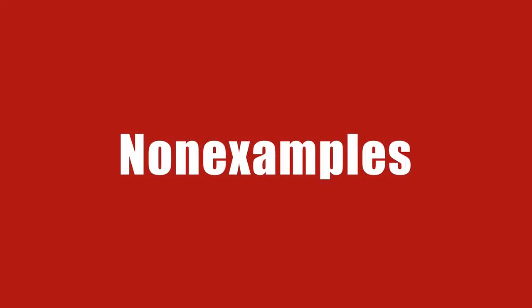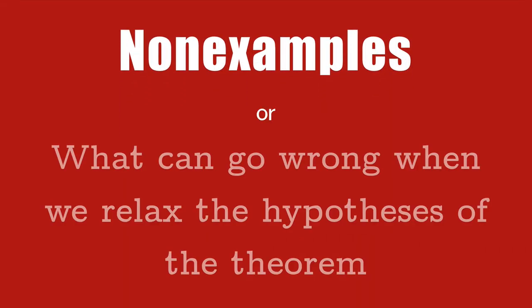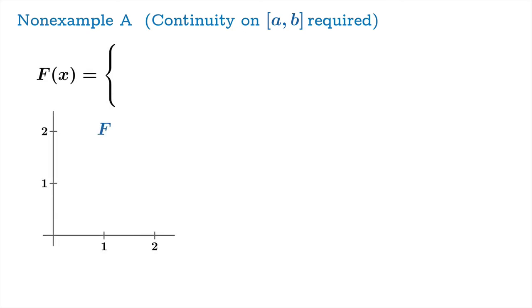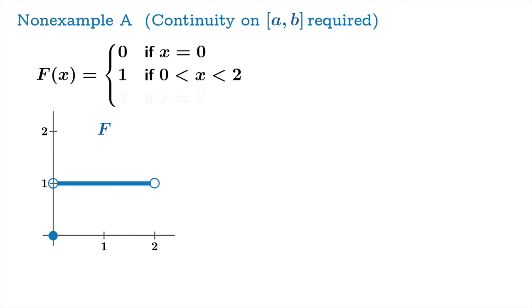So now it's time for non-examples, or a discussion of what can go wrong when we relax the hypotheses of the theorem. So here's non-example A, and it's meant to illustrate that the continuity on the closed interval is required for the theorem to be valid. So we're going to define a function f, and we're going to define it to be 0 when x equals 0. We're going to define it to be the constant function 1 on the open interval from 0 to 2, and the value of this function will be 2 at the argument 2.